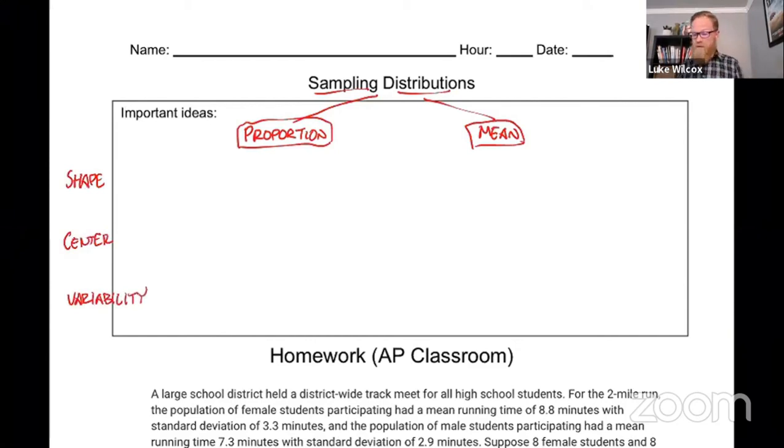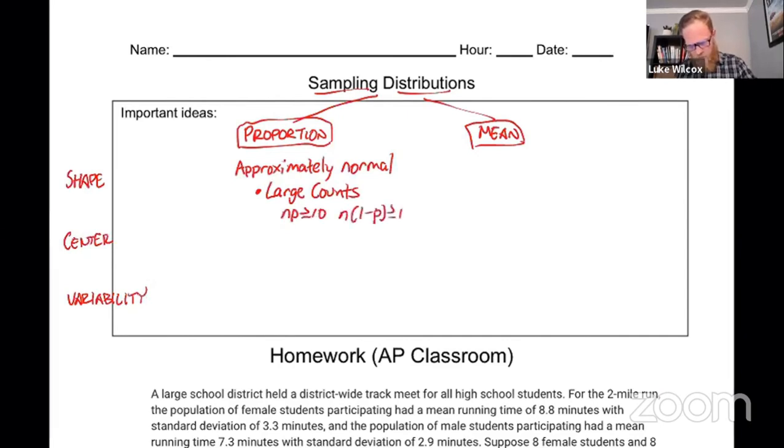So let's start with the shape of the sampling distribution for a proportion. And we decided that hopefully we can arrive at the fact that it is approximately normal. And the way that we check that is by using the large counts condition, just like we did for the binomial distribution, which says that n times p is greater than or equal to 10, and n times 1 minus p is greater than or equal to 10.